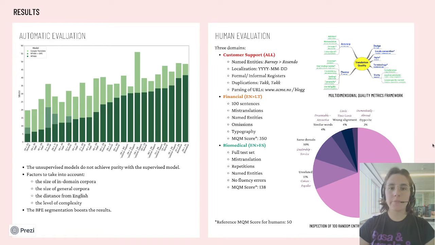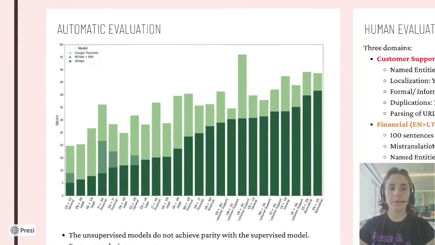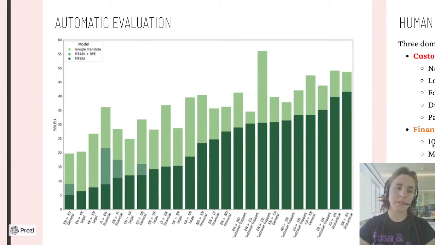Talking about results, let's see the results of our project. We have used two types of evaluation, automatic and human, and we'll get started on the automatic evaluation, where we report SacreBLEU scores for our model MT4All, our model with BPE segmentation MT4All plus BPE, and finally Google Translate. We include Google Translate as a baseline, but it is important to note that first, Google Translate uses supervised techniques, and also that the goal of our project is not to beat other systems, it's just to explore the expansion of unsupervised techniques to other languages and domains.